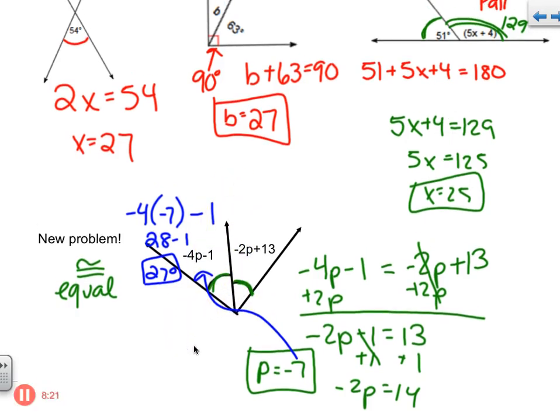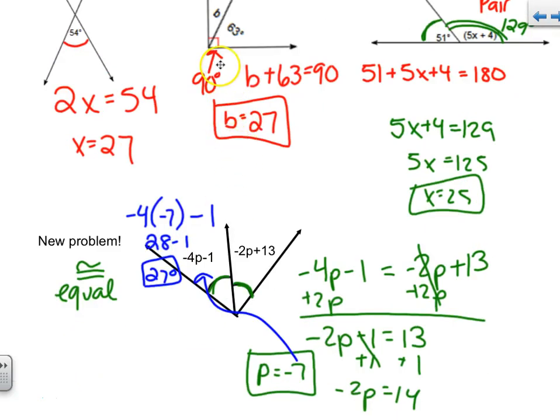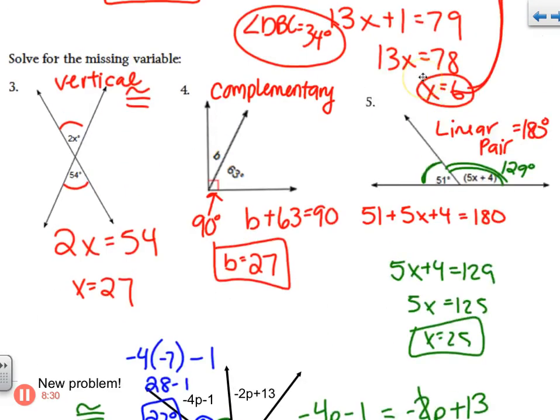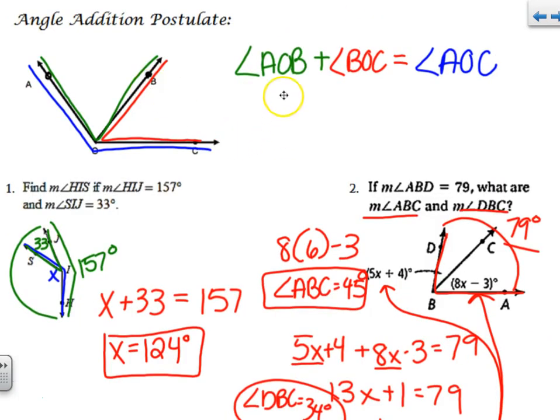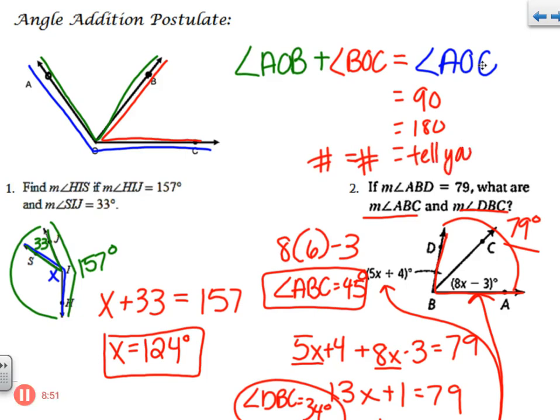Okay? So that is the angle addition postulate. Pretty much you're going to set things equal to 90, equal to themselves, or equal to 180. Or they're going to tell you what to set it equal to. Okay? So you can say it's going to equal 90. It's going to equal 180. They're going to be equal to each other. Or they're going to tell you. So all geometry is setting things equal to 90, 180, or they will tell you.